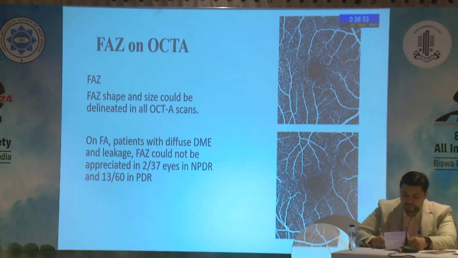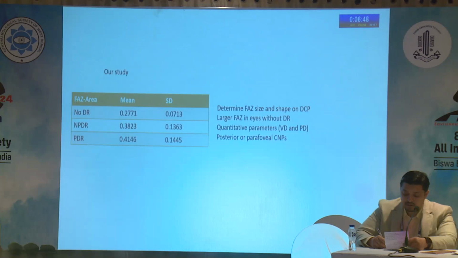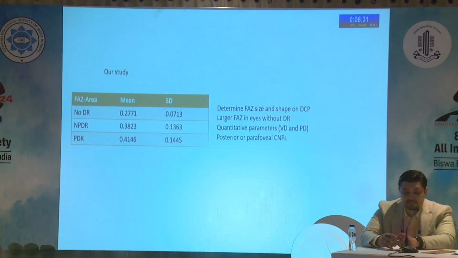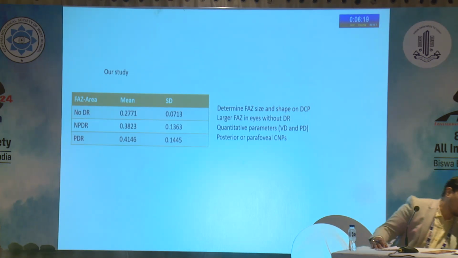That correlates better with what is going to happen subsequently to the diabetic retinopathy. So we determined FAZ size and shape in the deep capillary plexus, as I mentioned, and subsequently other people have also shown that FAZ tends to be larger in eyes even when there is no clinical diabetic retinopathy. So that is again a useful tip we get from OCTA, that shows that there are certain vascular changes which are happening in eyes even when there is no clinical diabetic retinopathy.